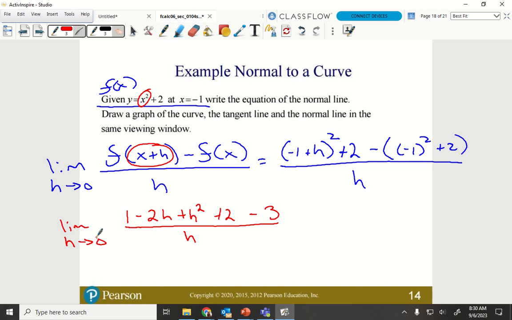All right, let's combine. So leading coefficient would be what? Yeah, the square, right? So it's h squared minus 2h. And let's see, what are our constants? Plus 1, plus 2, minus 3. 0, so that goes away now, right? Yes. And all this here is over h.